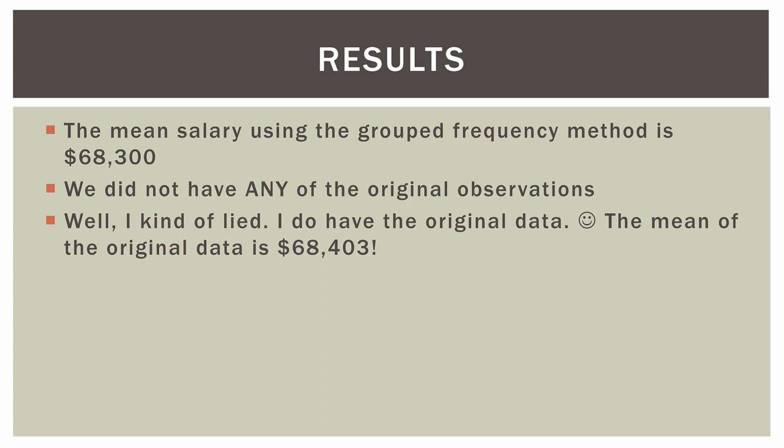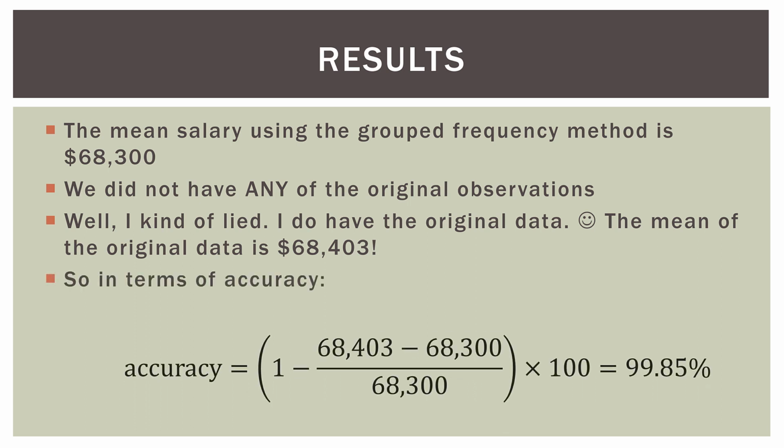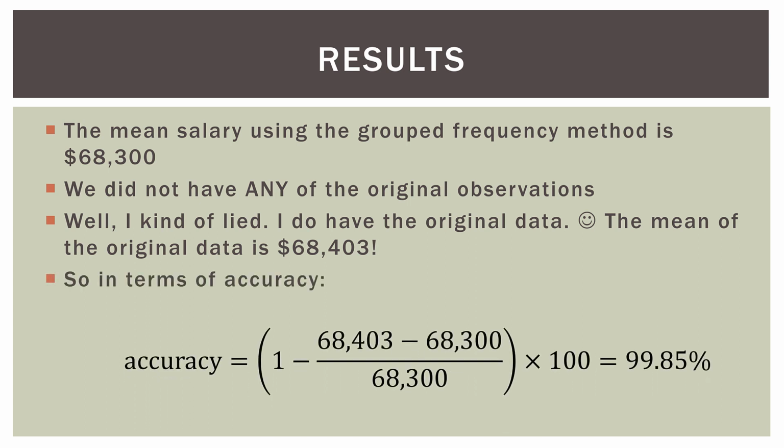So using this grouped frequency method, we calculated $68,300. The actual mean is $68,403. So in terms of accuracy, we're about 99.85% accurate. And again, this calculation down here is just a rough estimate of accuracy. But what we're saying is that we are basically within $100 of the true mean using just the frequencies from our frequency table or histogram.